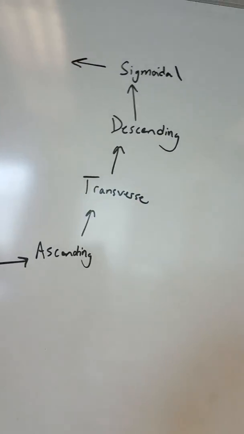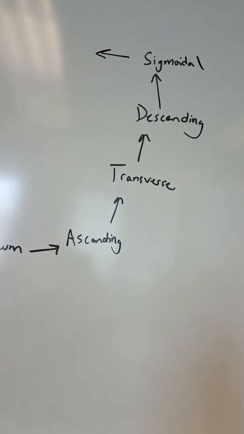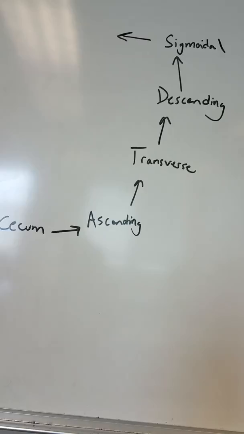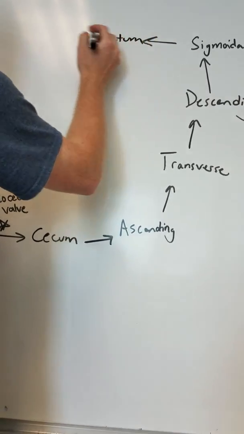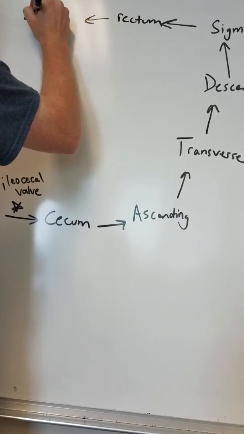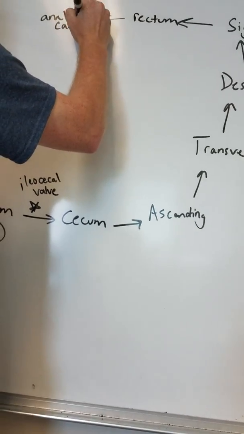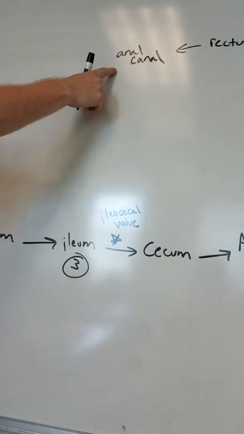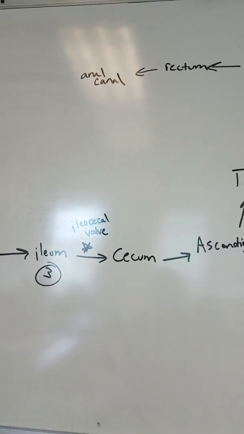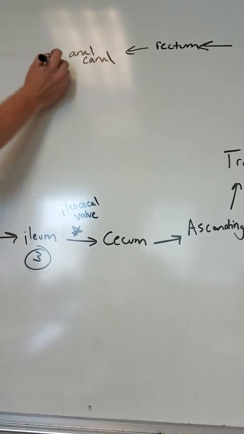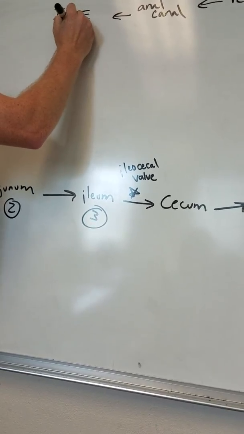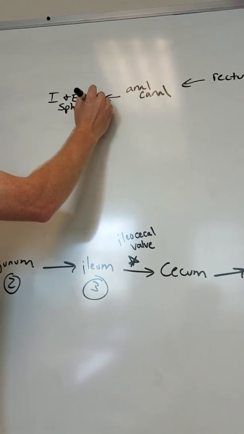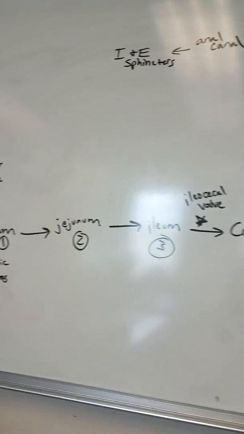All right, and then does anyone remember the last 2 parts of this? The rectum. Right, so we have the rectum, and then we have the anal canal. At the end of that, remember we're going to have the internal and external sphincters. So if you wanted to add the last one, it's going to be the internal and external sphincters. All right, so this is the main flow chart.